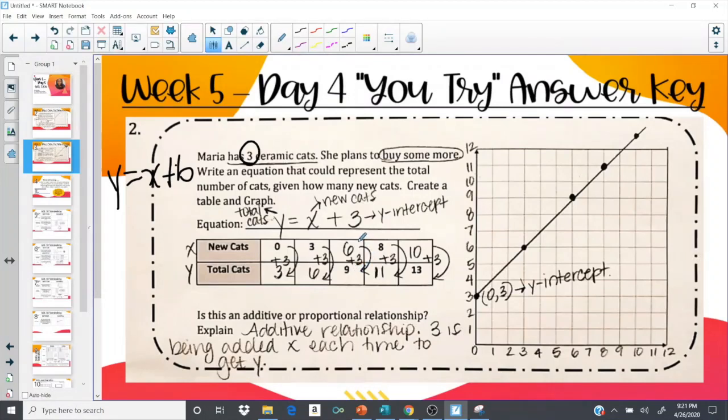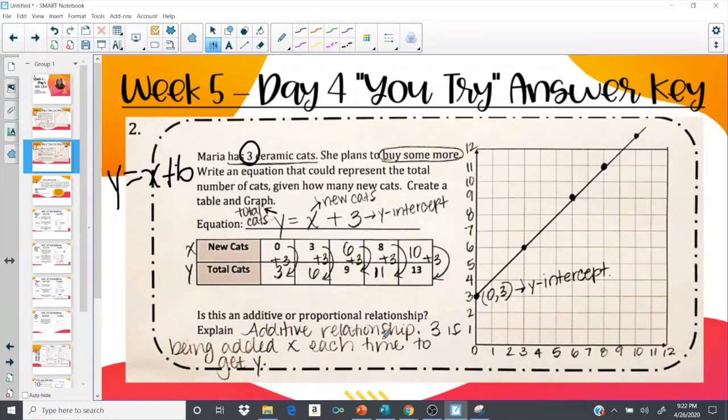So therefore you will subtract 3, which means she bought 6 new cats plus the 3 she already had, which will give you 9. Okay, 8 plus 3 will give you 11. And here again, the x value was missing, so you can subtract 3 and get 10. So she has 10 new cats plus the 3 she already had, which will give you 13.